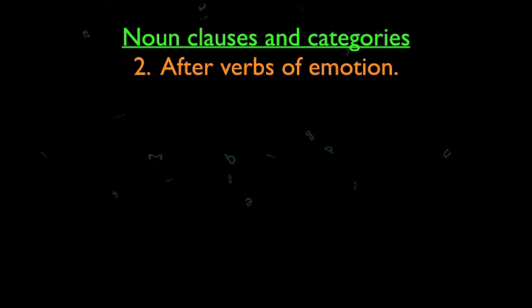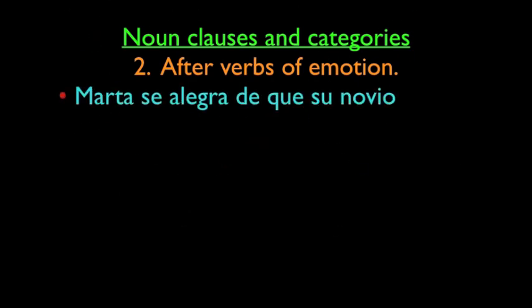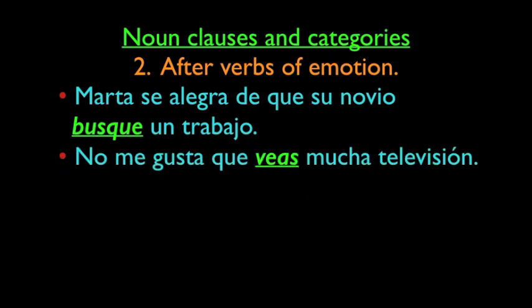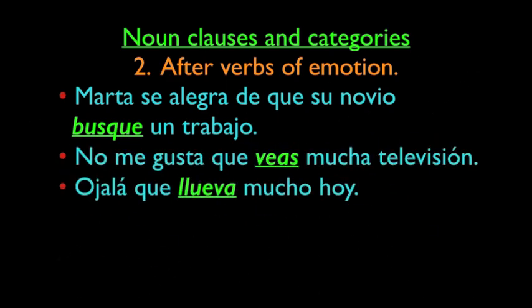Our second use of the subjunctive, noun clause again, is after verbs of emotion, like Marta se alegra de que su novio busque un trabajo. She's happy that the boyfriend is looking for a job. Just because she's happy about it doesn't mean he's actually going to go out and do it. And then, no me gusta que veas mucha televisión. I don't like you watching a lot of TV. Just because I don't like it, you still may watch a lot of TV. That's the idea of the subjunctive.